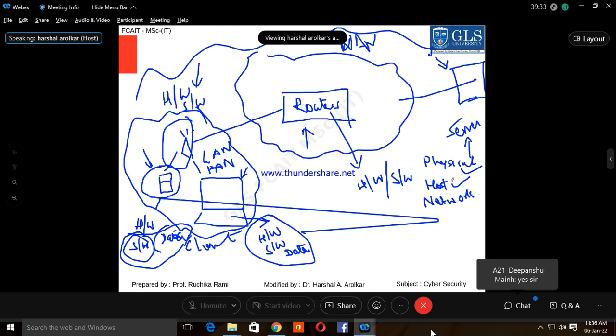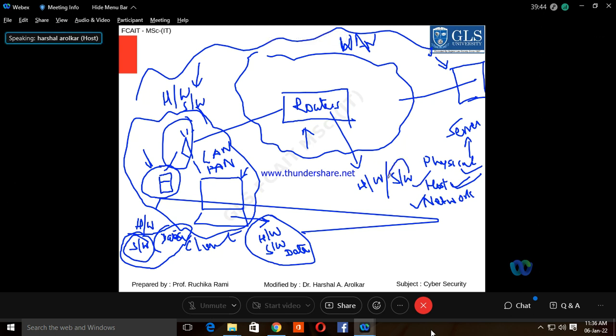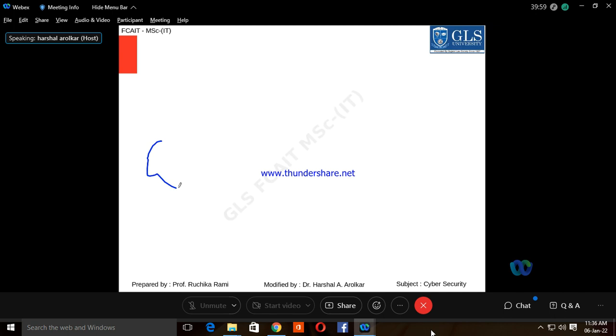In both these cases, again, as I mentioned, with respect to host, we have a physical security for a host. Similarly, we'll have physical security for network. And then we'll have to think about security with respect to softwares and with respect to data in both these cases. If you look from the complexity point of view, I think this figure has become complicated. I'm cleaning this just to simplify it.